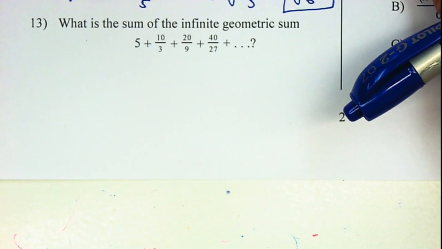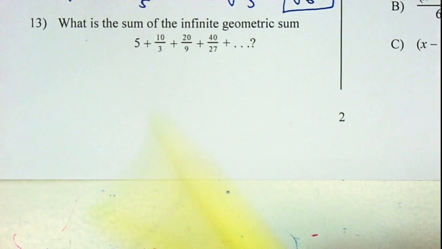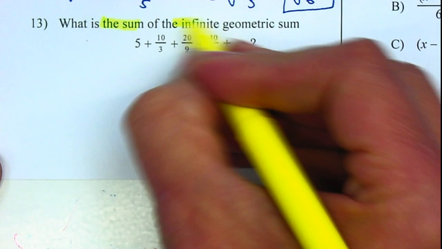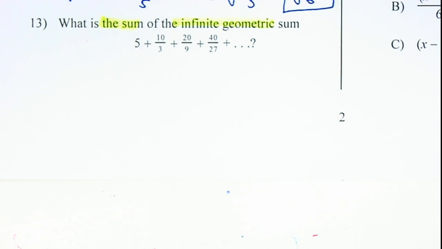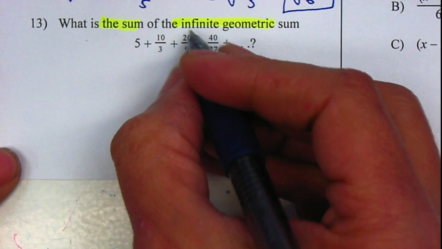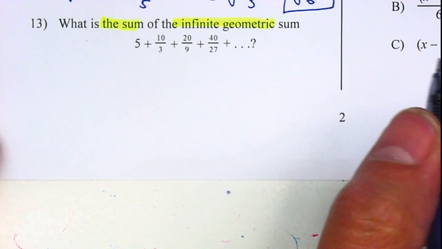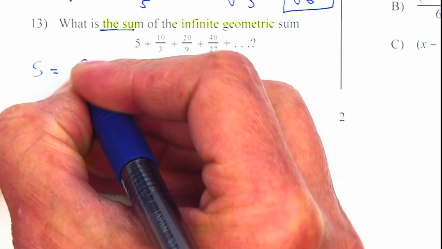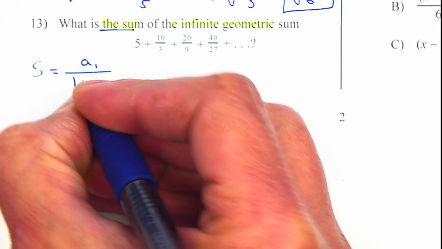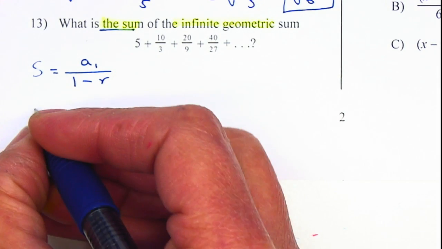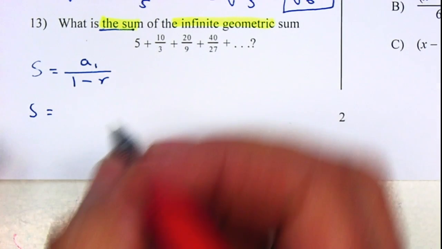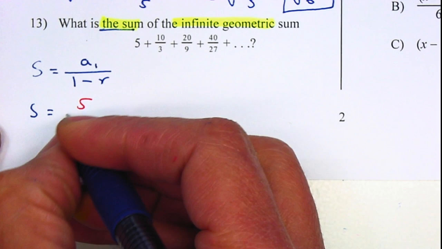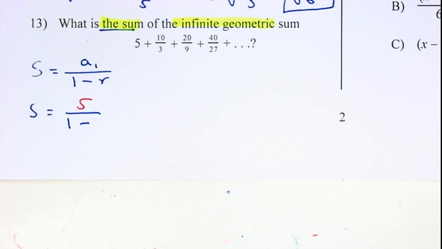Now, for number 13, what is the sum of the infinite? So we're looking for the sum of the infinite geometric series. Infinite geometric, remember, is the easiest of the formulas. So sum is equal to a sub 1 over 1 minus r. You have to memorize your formulas. S is equal to a sub 1, which will be 5, over 1 minus r. I need to be able to find the ratio.